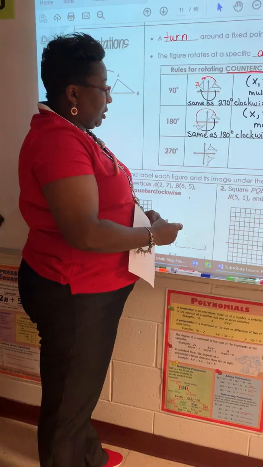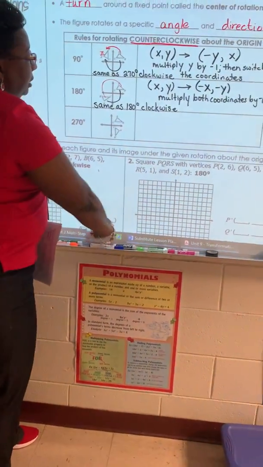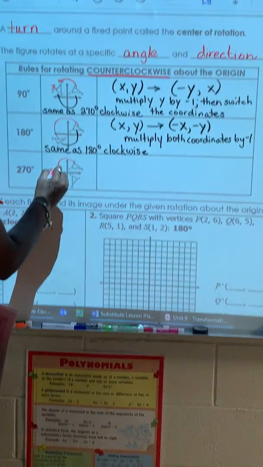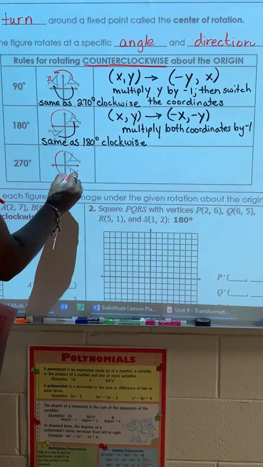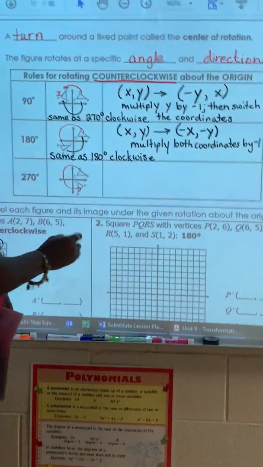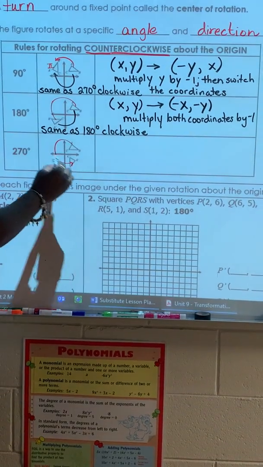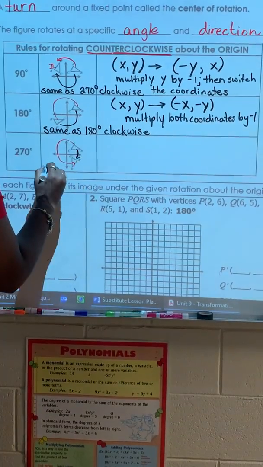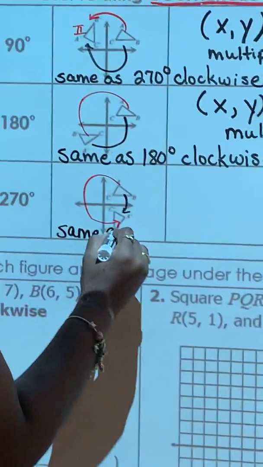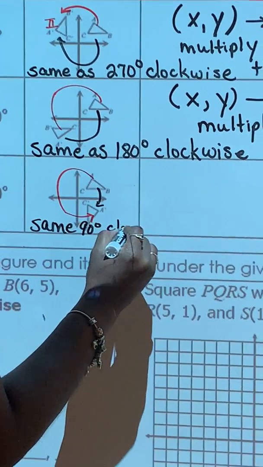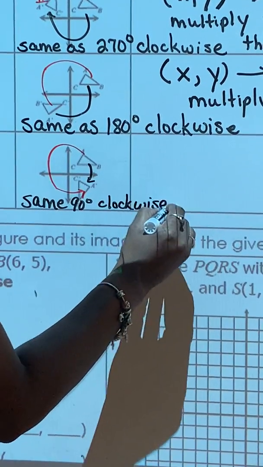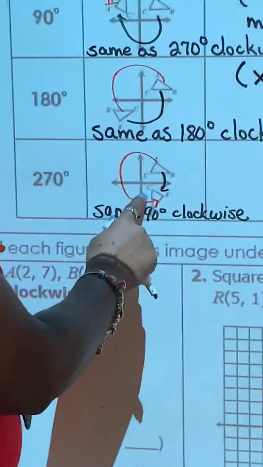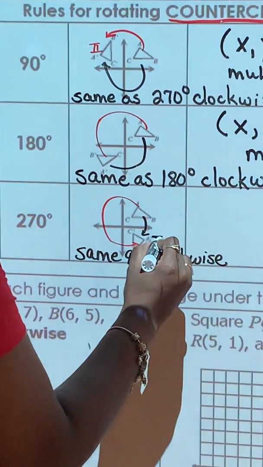Our last one is 270 degrees. So if I'm rotating triangle ABC counterclockwise, that's 90 degrees, that's 180 degrees, and that's 270 degrees. So 270 degrees counterclockwise is the same as 90 degrees clockwise. 270 degrees going backwards will put our new image in quadrant 4.